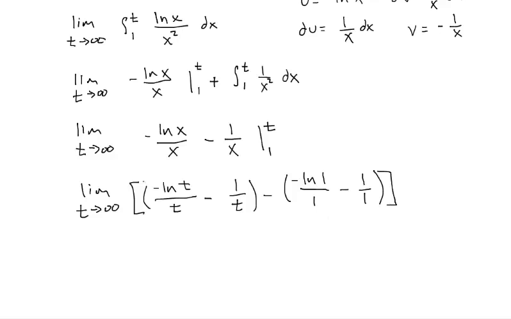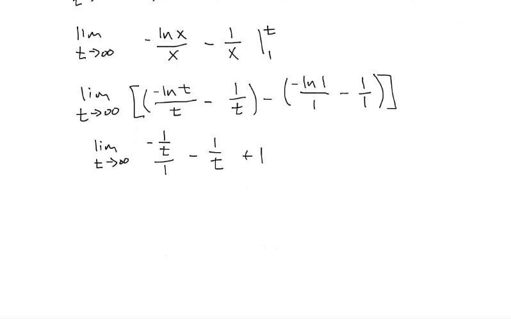And now the limit as t approaches infinity of negative ln of t over t would be negative infinity over infinity, so we're indeterminate. So here we can use L'Hopital's rule. So we have negative 1 over t divided by 1, minus 1 over t. And now we have the ln of 1, which is equal to 0. So this term goes to 0. And then we have minus a negative 1, so plus 1.